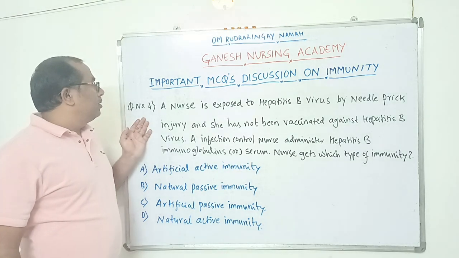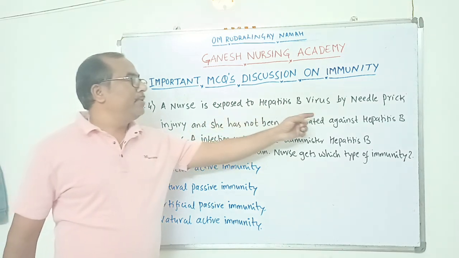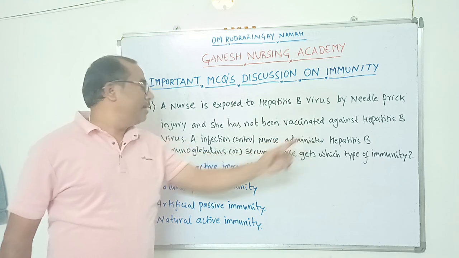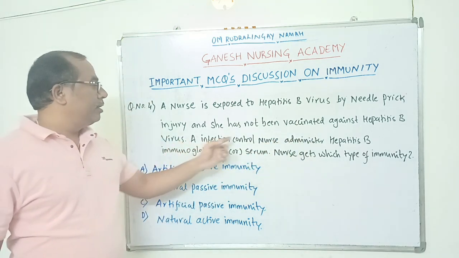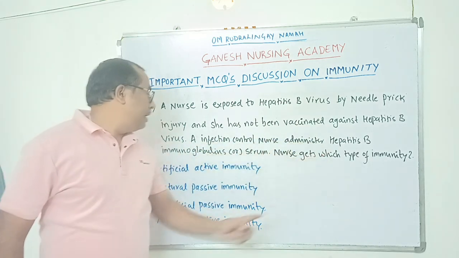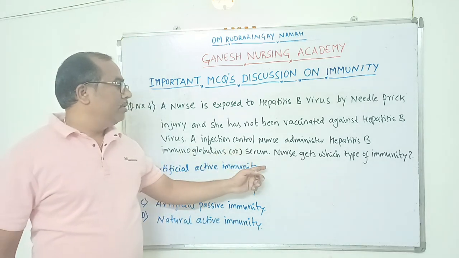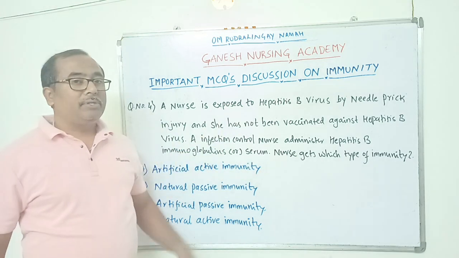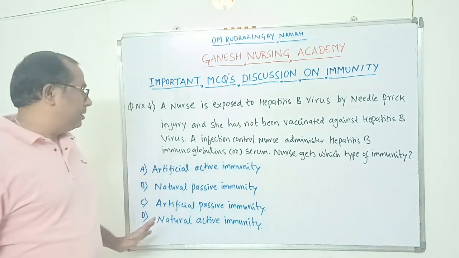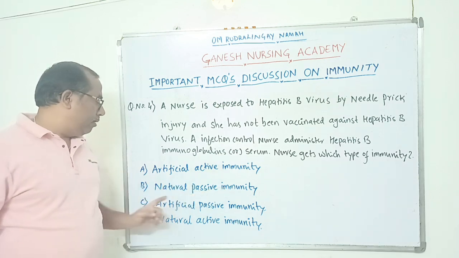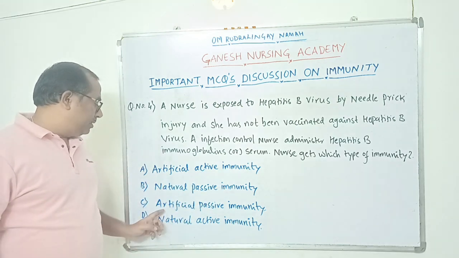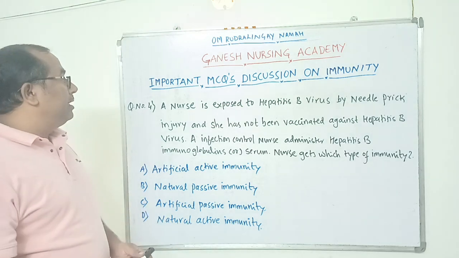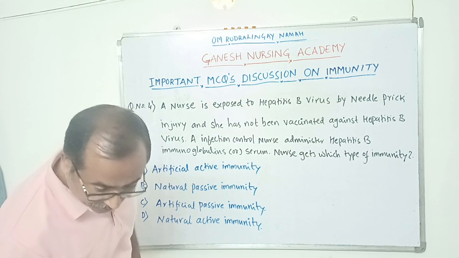Question number 4. A nurse is exposed to hepatitis B virus by a needle prick injury and she has not been vaccinated against hepatitis B virus. An infection control nurse administered hepatitis B immunoglobulins or serum. The nurse gets which type of immunity? Option A is artificial active immunity, option B natural passive immunity, option C is artificial passive immunity, and option D is natural active immunity.